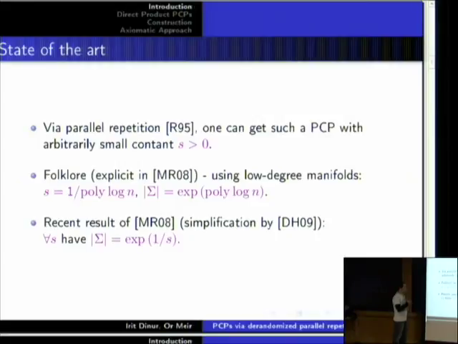And then there is the recent breakthrough of Dana and Ran that was simplified later by Irit and Prahlad that says that for every soundness we can actually get this trade-off. That is, for every soundness we can have the alphabet size about exponential in 1 over the soundness. And this is particularly important for hardness of approximation results.